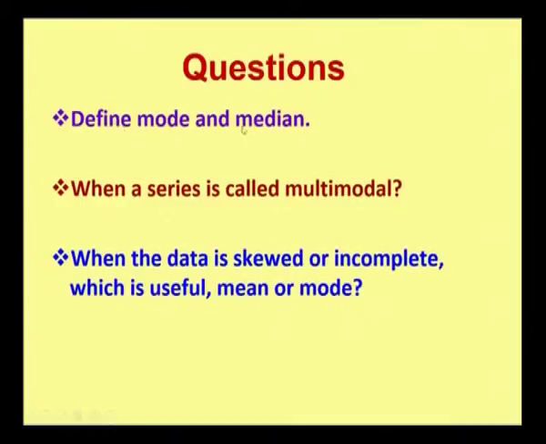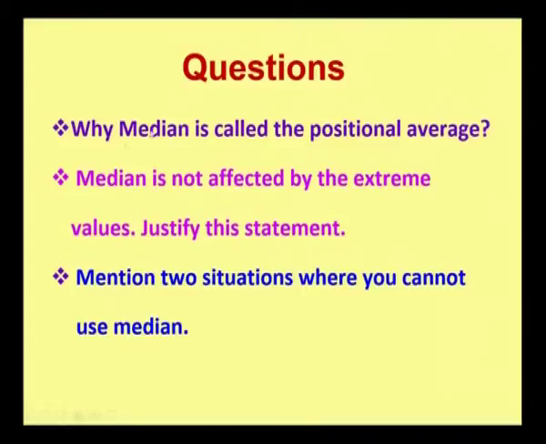Define mode and median. Second question, when is a series called multimodal? The third question, when the data is skewed or incomplete, which is useful, mean or mode? The fourth question, why is median called the positional average? The fifth one, median is not affected by the extreme values. Justify this statement. And the last question, mention two situations where we cannot use median.